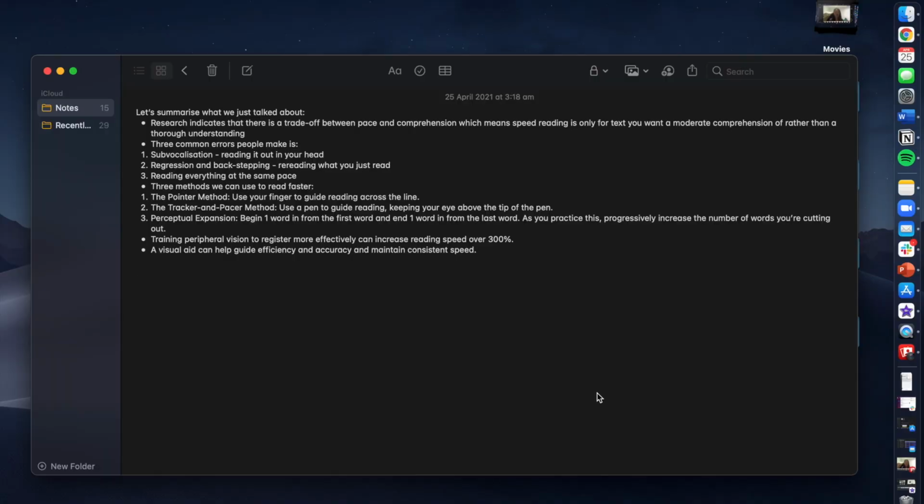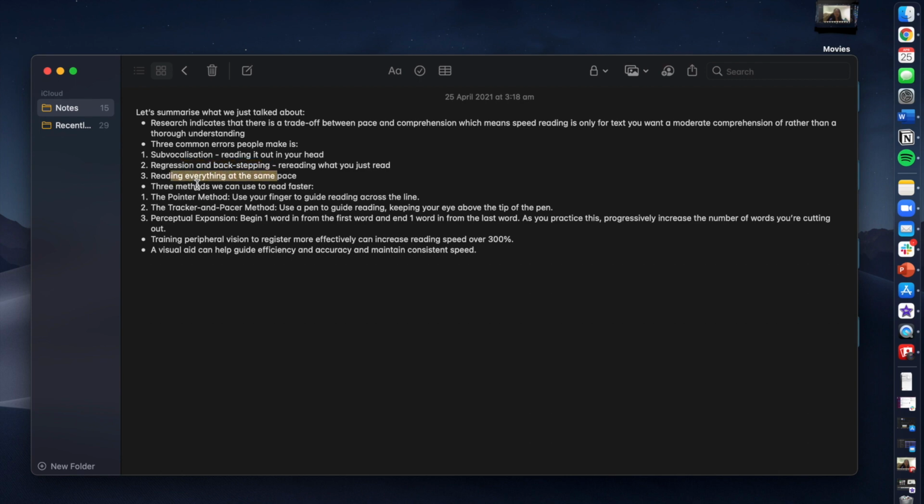Okay, so let's now summarize what we just talked about. So first point is that research indicates that there's a trade-off between pace and comprehension, which means that speed reading is only for text you want a moderate comprehension of rather than a thorough understanding. Three common errors people make is subvocalization, reading it out in your head, regression and backstepping, rereading what you just read, and reading everything at the same pace.